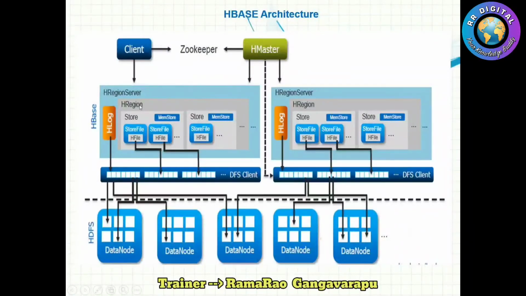Now this HRegion will store your data in an HFile. So HFile is basically where your data is stored temporarily. But whenever this HFile is going to be full, like this memory is going to be full, then it will send that entire data to the data nodes.